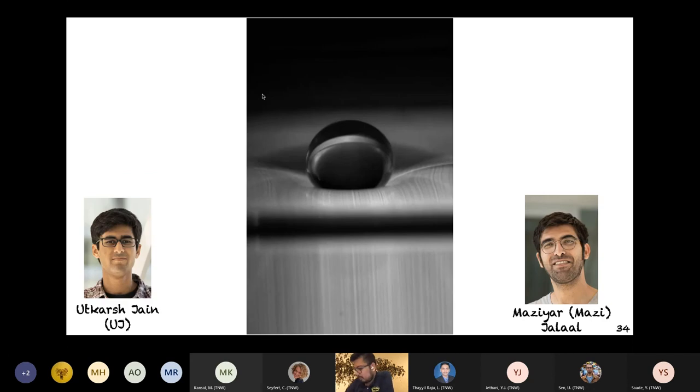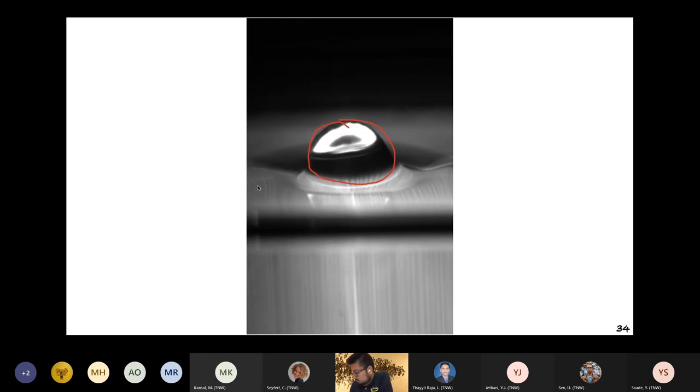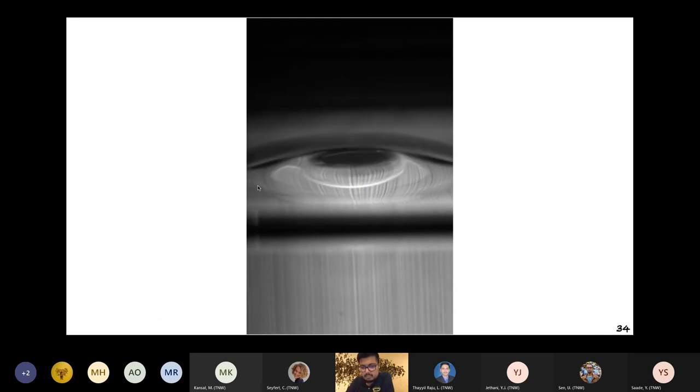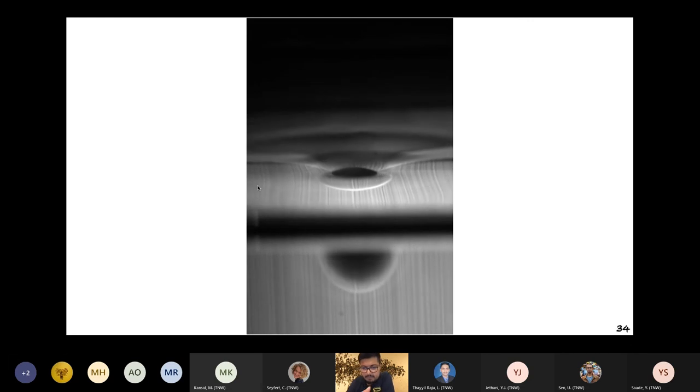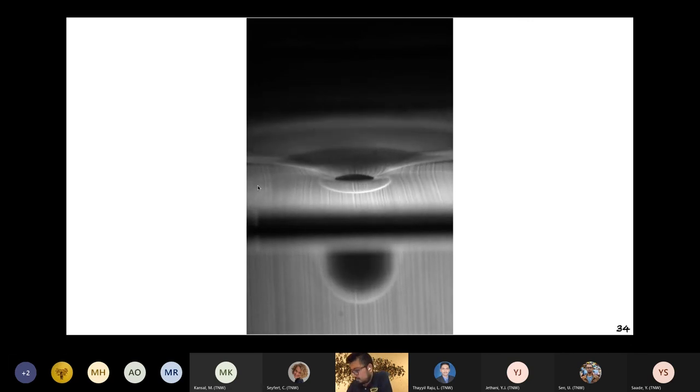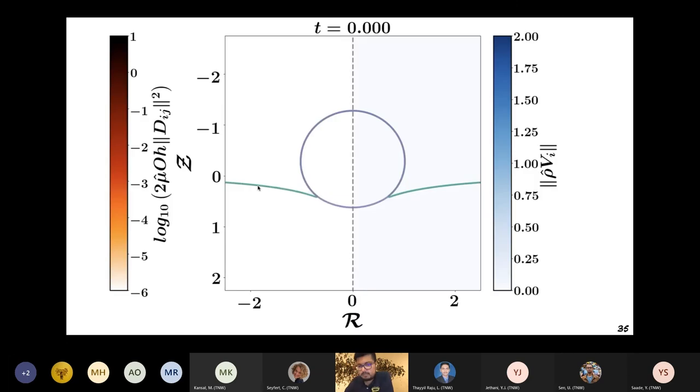And for that, I was happy to collaborate with Utkarsh and Mazi, who did this very nice experiment. Utkarsh deposits these water or glycerol droplets on a silicon oil-air interface, and then lets it go. Then this droplet will be engulfed by this silicon oil bath. If you wait a bit longer, it will just go in. And we can then do some simulations for that.